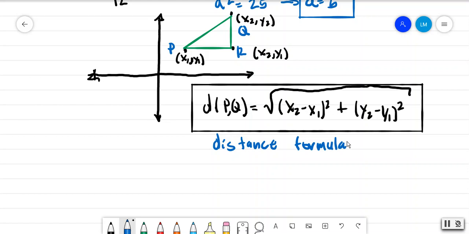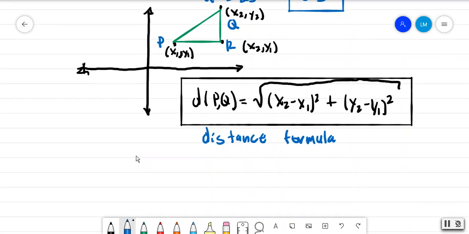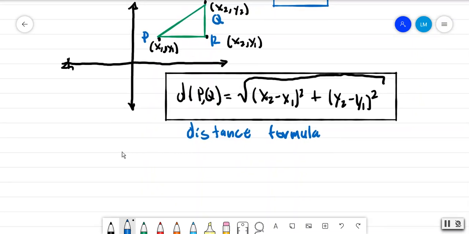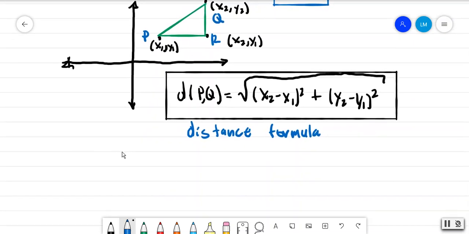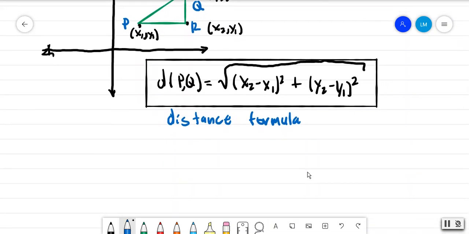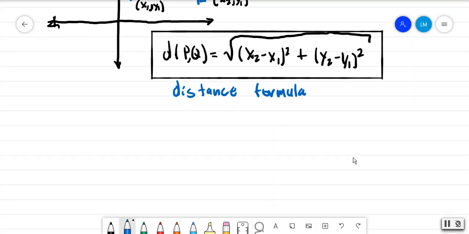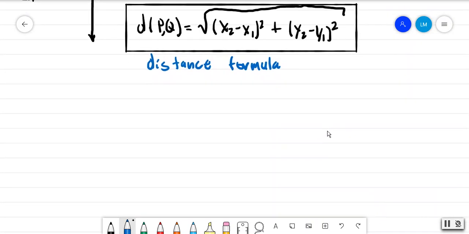Okay, now if that's how you would find the distance between any 2 points, then what if we were to apply the distance formula to our standard position? That's kind of interesting. So let me just move this up a little.